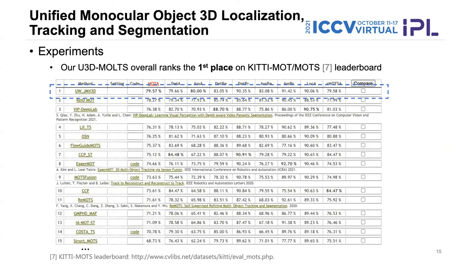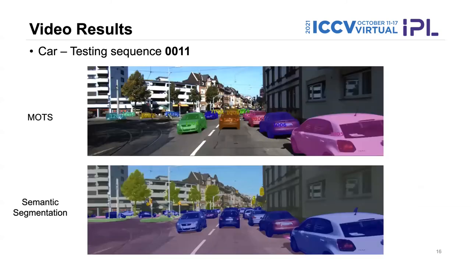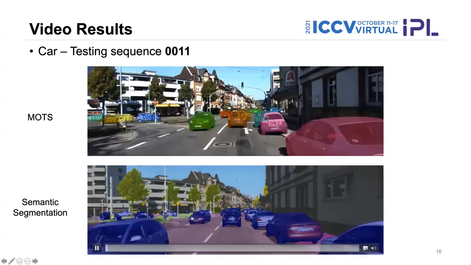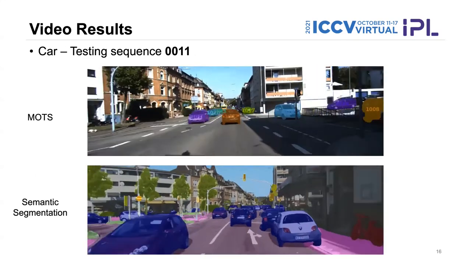And also apart from that, we also applied our method on the KITTI-MOTS dataset. And we ranked at the top among the current methods listed on the official KITTI-MOTS leaderboard. So here are some qualitative demos to better visualize our results on the KITTI-STEP. So this is the testing sequence for the cars.